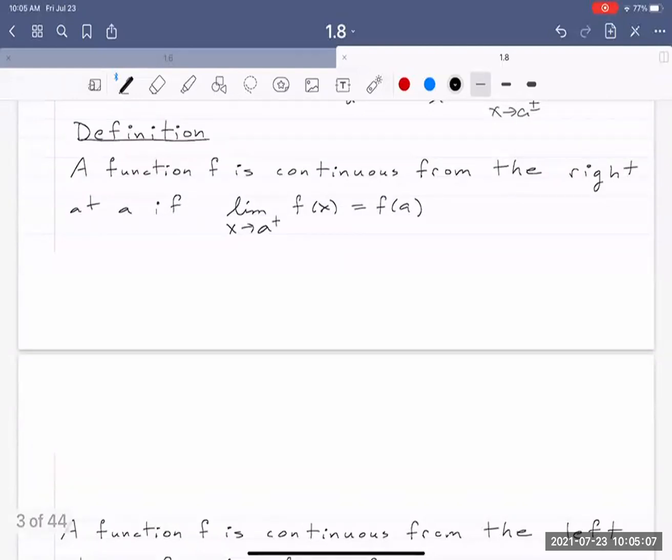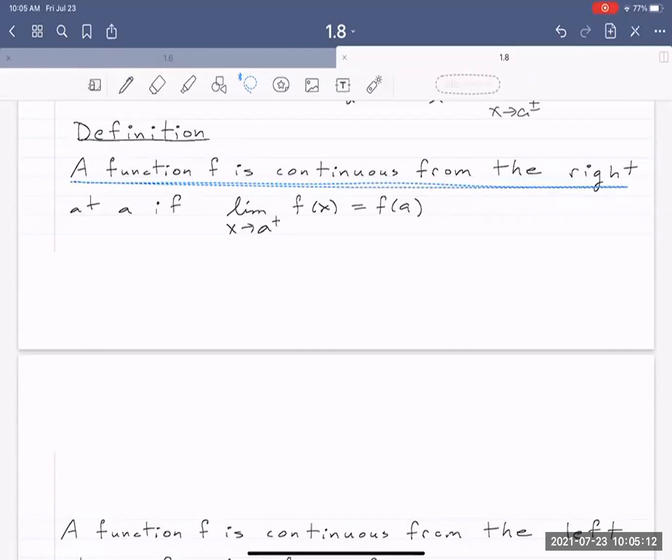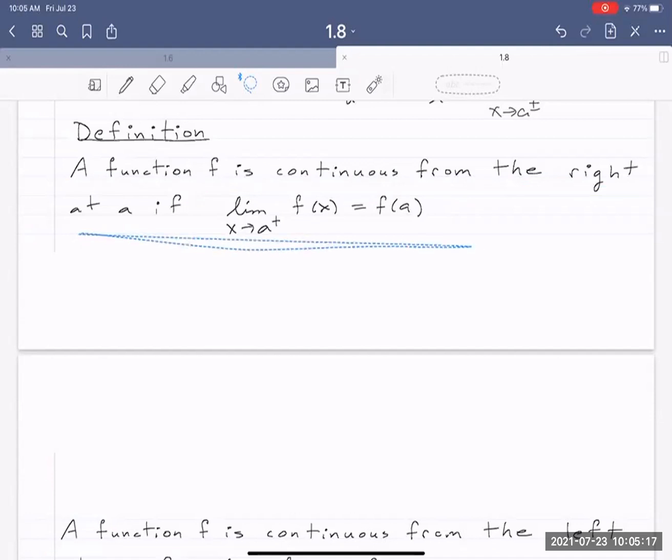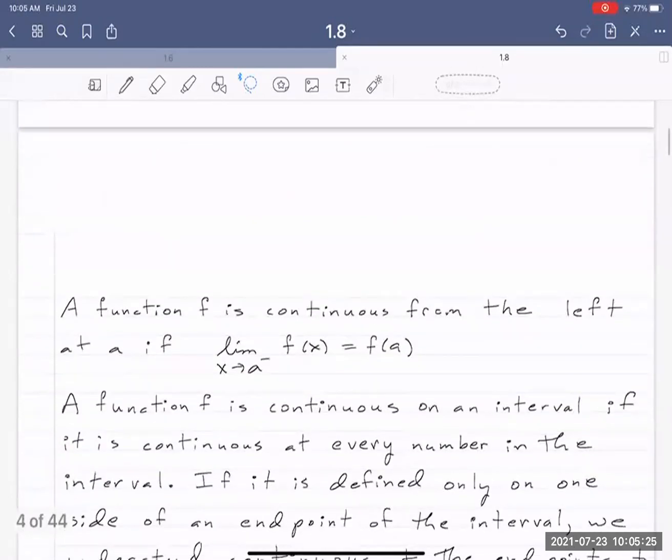So, definition. A function f is continuous from the right at a if the right-sided limit as x approaches a of f of x is equal to f at a. Similarly, f is continuous from the left at x equals a if the left-sided limit as x approaches a of f of x is equal to f of a.